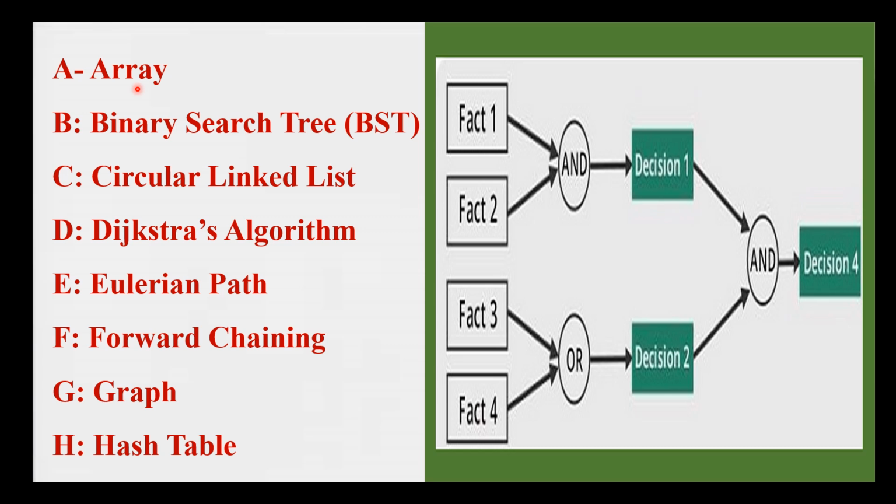memory. For example, a grocery list where each item represents an element in the array. Now B stands for binary search tree, which is a tree-based data structure where each node's left subtree contains only the nodes with values less than the node, and the right subtree contains only the nodes with values greater than the node. For example, a phone book organized by the last name.